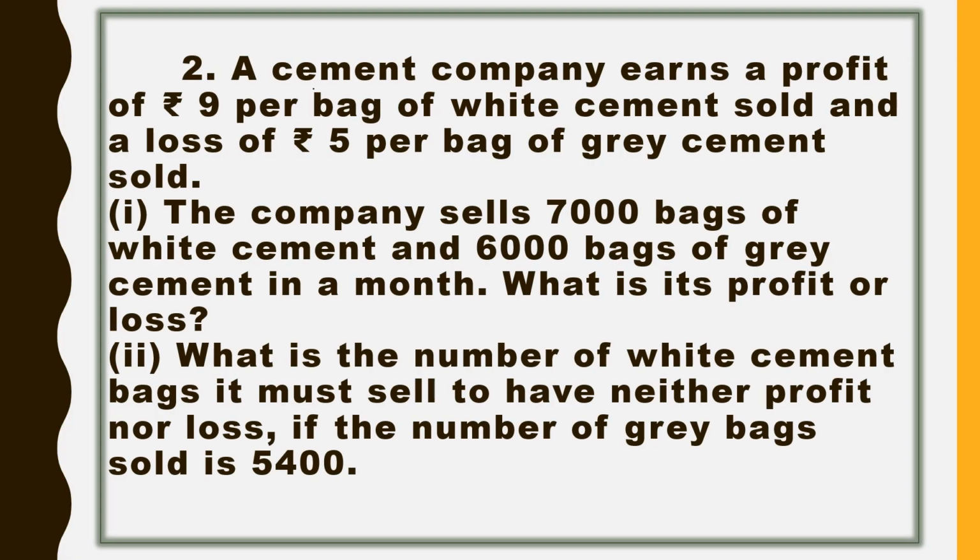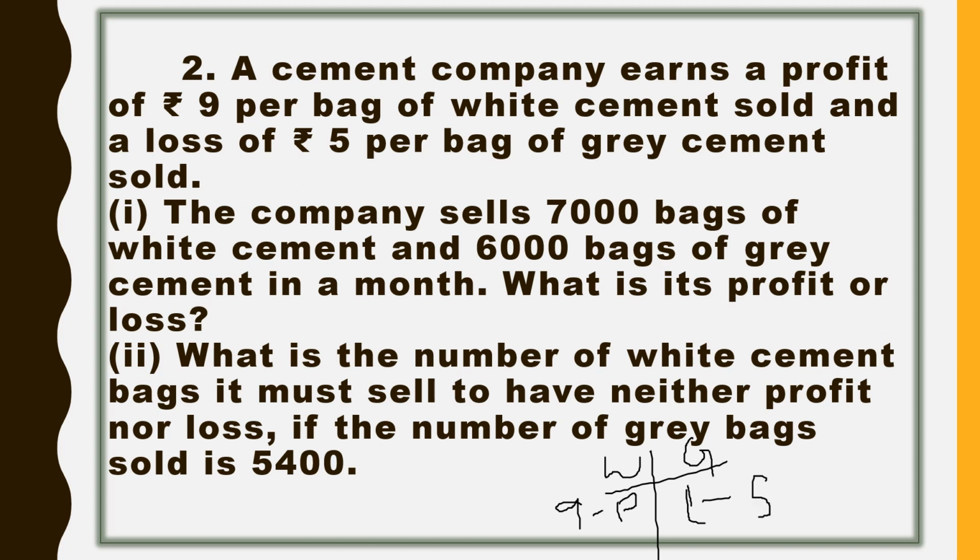Here is the next question. A cement company earns a profit of 9 rupees per bag of white cement and a loss of 5 rupees for 1 bag of grey cement. Okay, so here there are 2 types of cement bags: one is the white cement bag and the other is the grey cement bag. If the company sells a white cement bag, for 1 bag the company gets a profit of 9 rupees, and for 1 bag of grey cement the company gets a loss of 5 rupees.